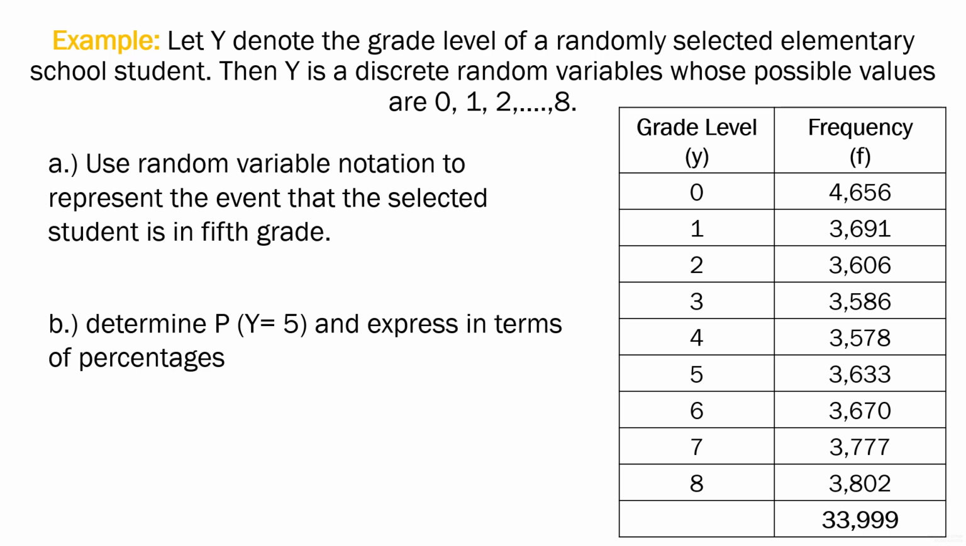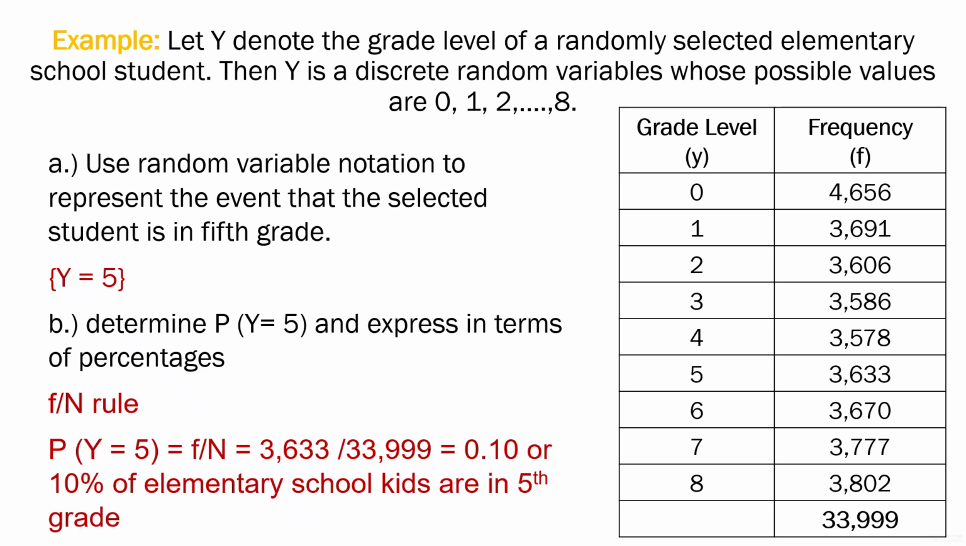Use random variable notation to represent the event that the selected student is in 5th grade. So hopefully you pause the video or you're thinking about what you would write here, and you will find that Y, because we're letting Y denote the grade level, is equal to 5. Now it says determine the probability that Y equals 5 and express it in terms of percentages.